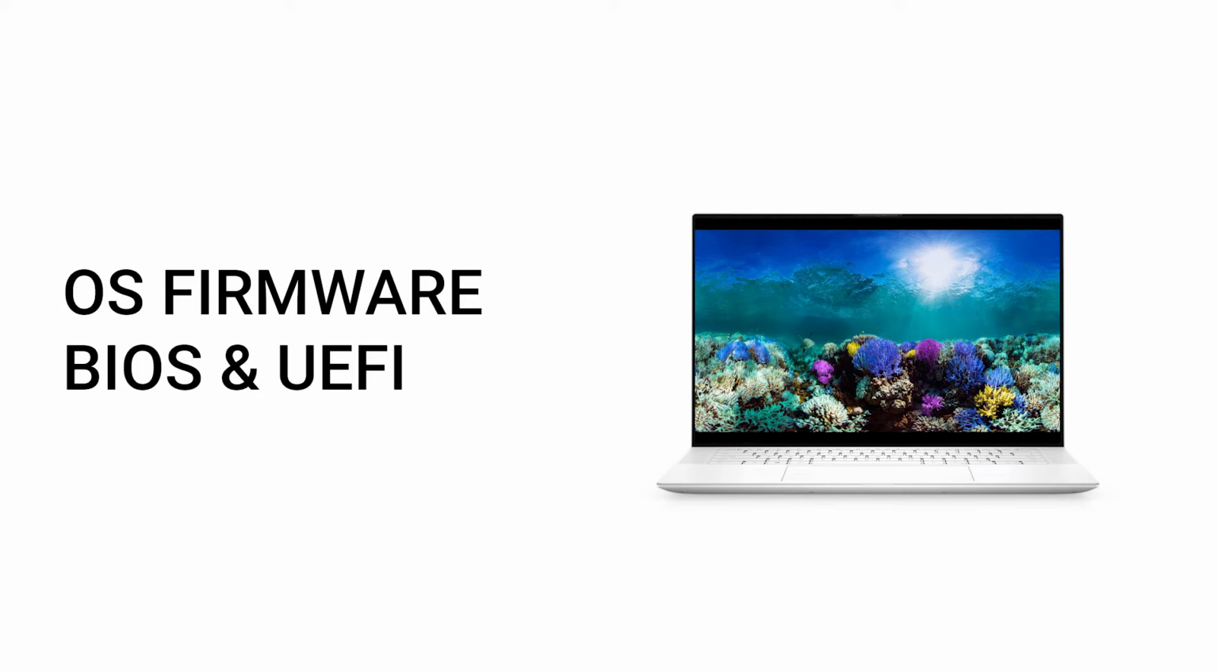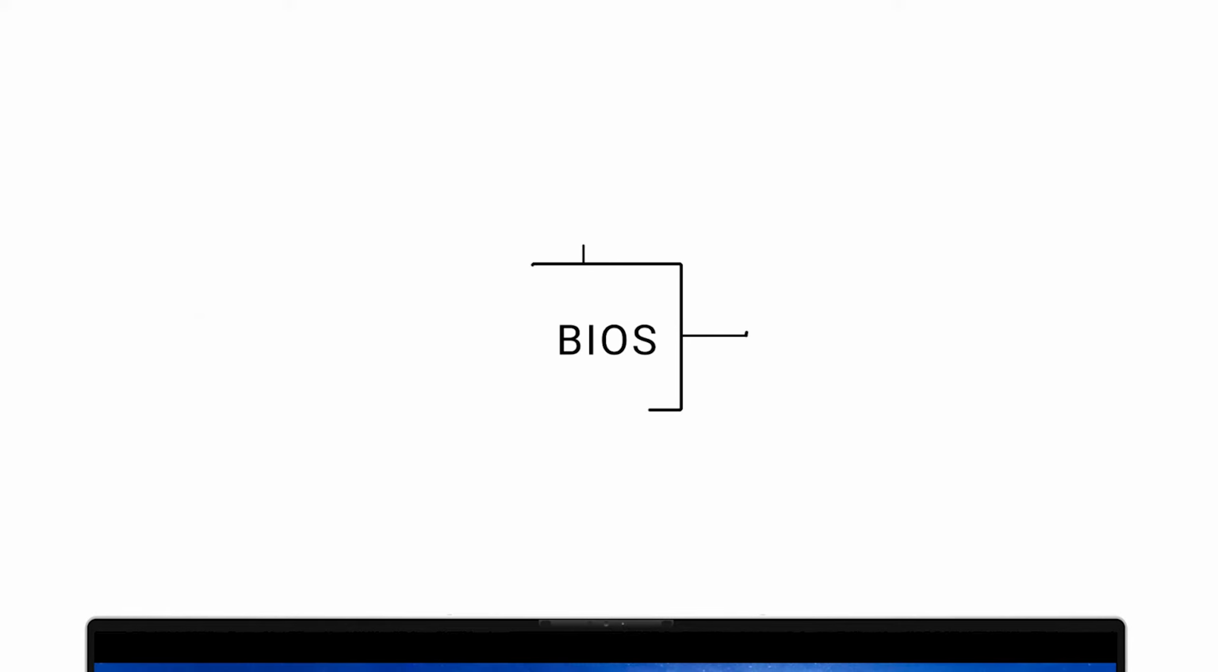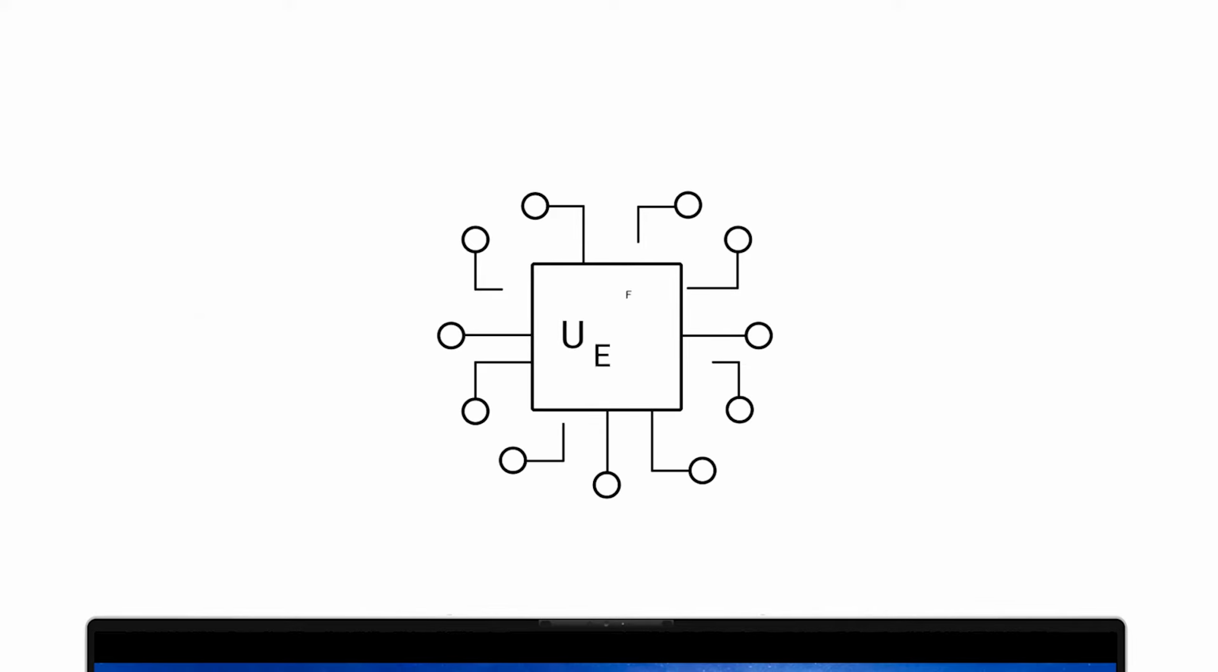In this video, we give a quick overview of your PC's BIOS and UEFI firmware. You've probably heard of both, but what exactly are they? BIOS, Basic Input-Output System, and UEFI, Unified Extensible Firmware Interface, are important firmware embedded in a computer's motherboard. They act as an interface between the computer's hardware and the operating system.